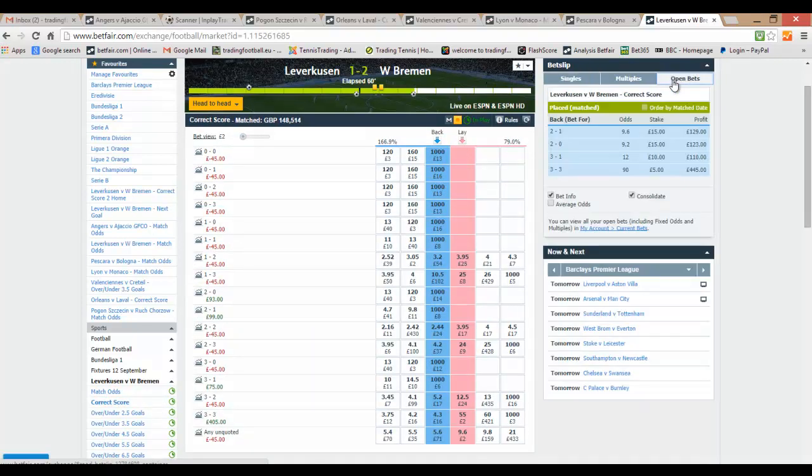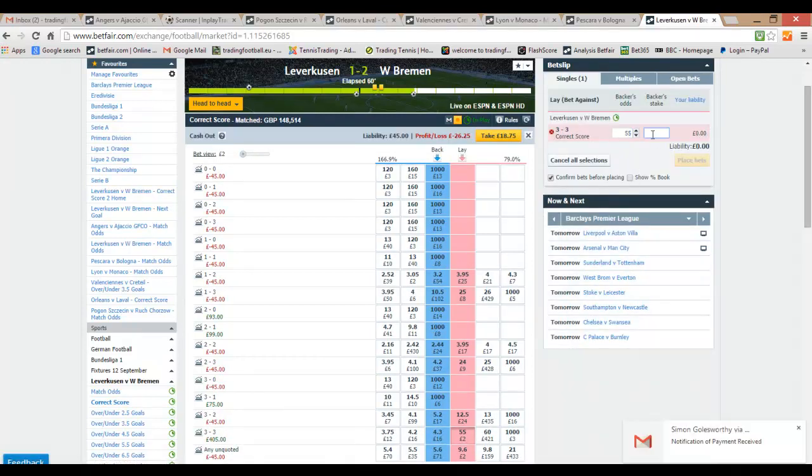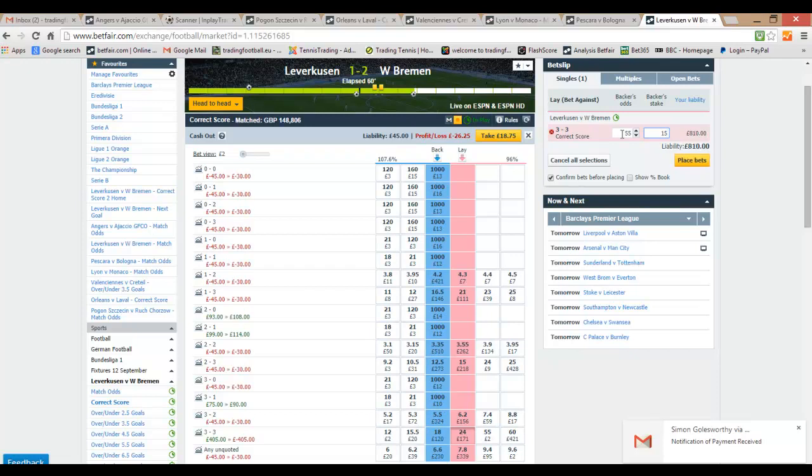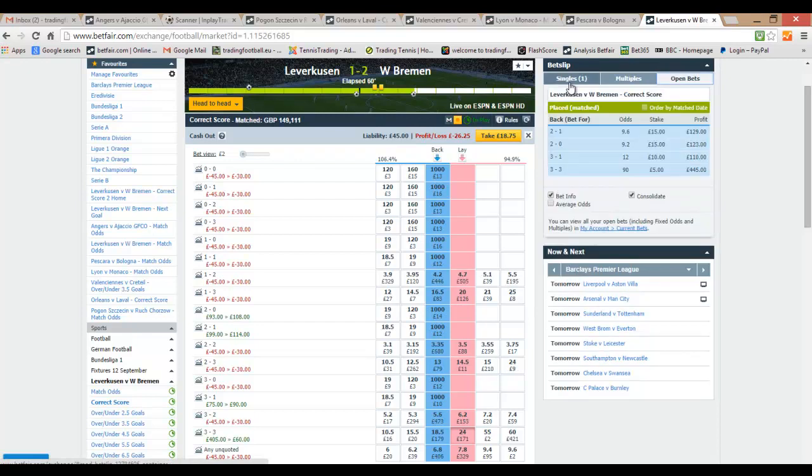As you can see there, we've got £405 green on the 3-3 scoreline. Now the point about that is, I backed it for £5. It's not as though I expect I'm going to win £405 on this particular trade, but what I would hope to do is to use that £405 as leverage to cover some other scorelines.